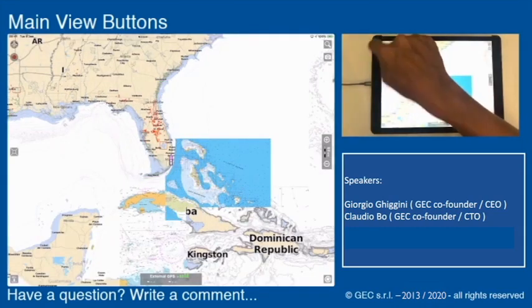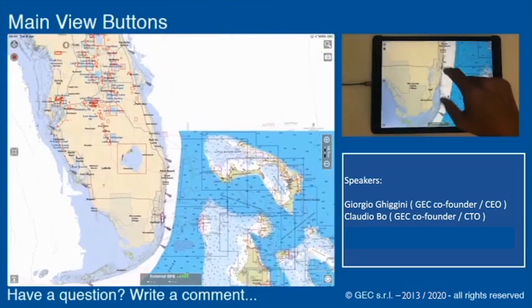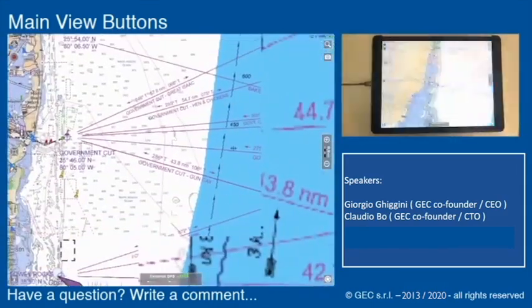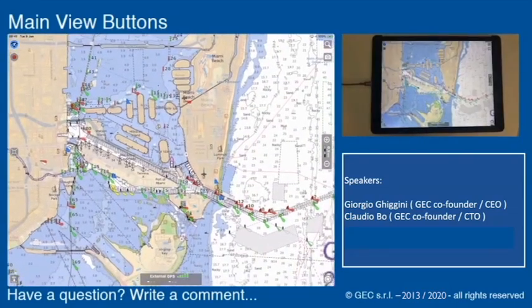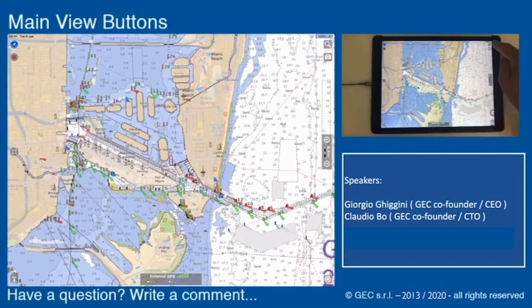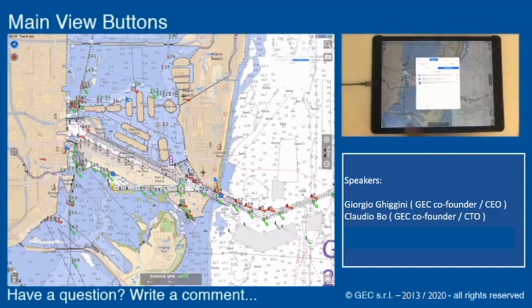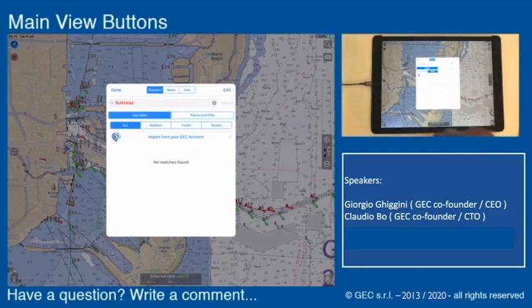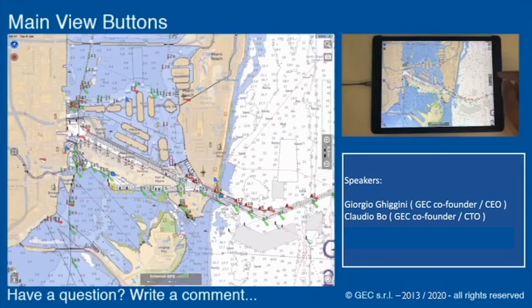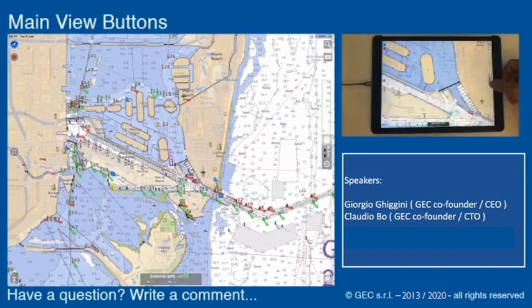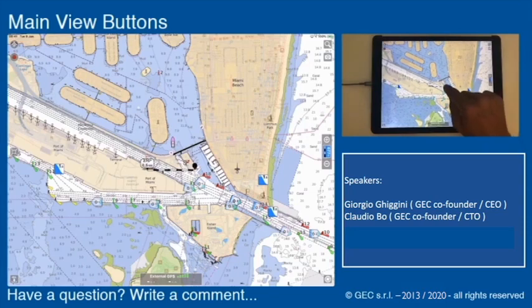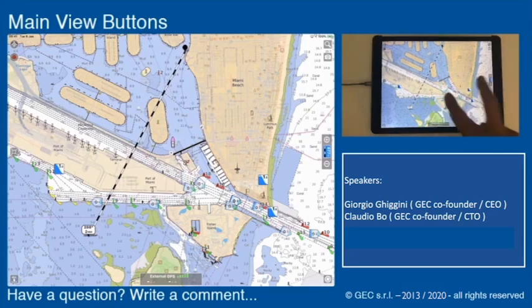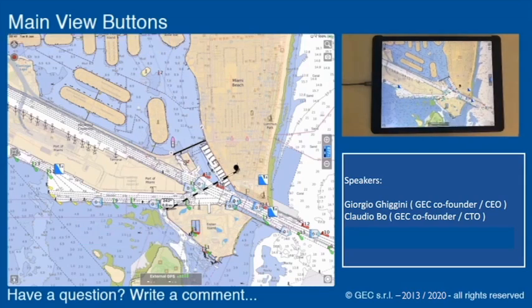Then on the top left, you have the GPS center button. This, as you can see, will immediately center the application on the GPS. Below, you have the start track recording. On the top right, you have the button to search and manipulate all your information. And then here you have the buttons to quickly zoom in and zoom out from the map. In the middle, you have the distance tool button that you can use to measure distances on the map. You can also use the two-finger gesture to instantly measure distances.